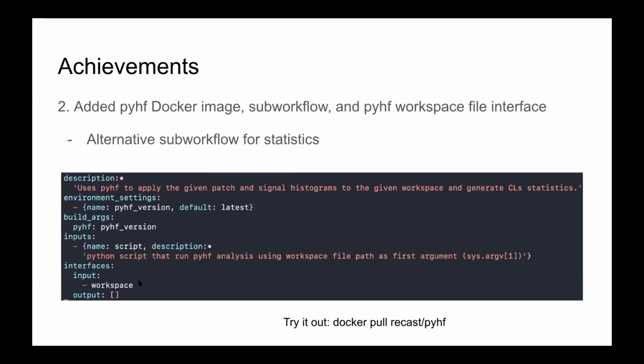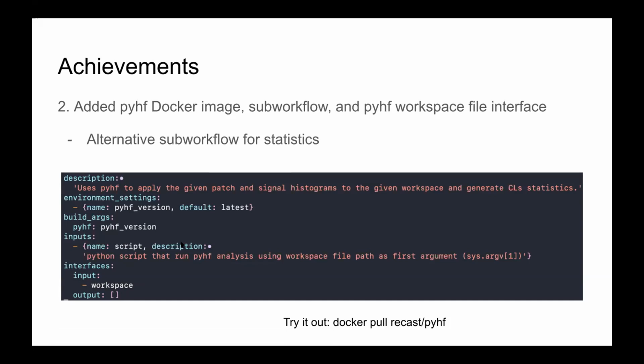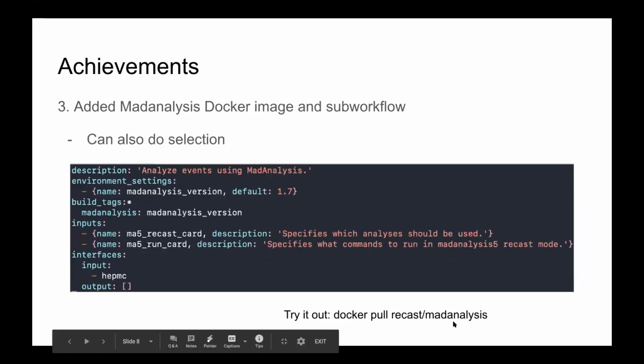It also includes a new file interface called the PyHF workspace. This is what PyHF actually takes as input, and then you would apply your script to it, and you would get some outputs. And you can try it out. It's published on Docker. So even if you're not interested in using Recast-workflow, if you ever need a Docker image for PyHF, you can quickly grab one from here.